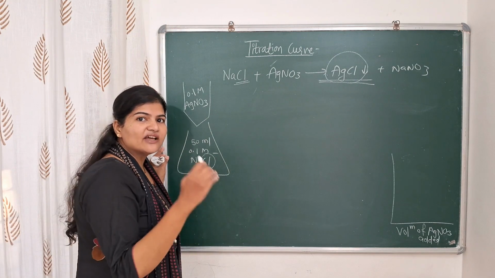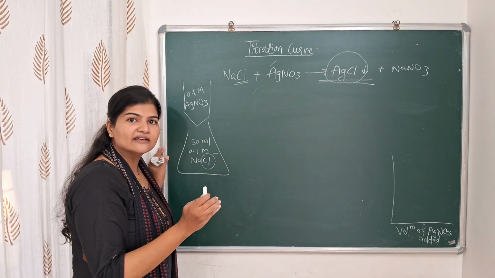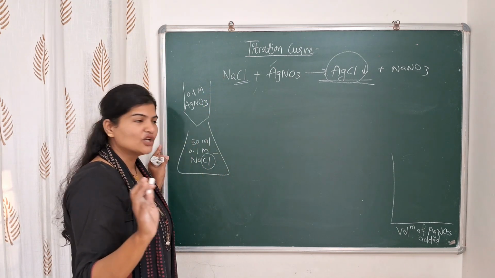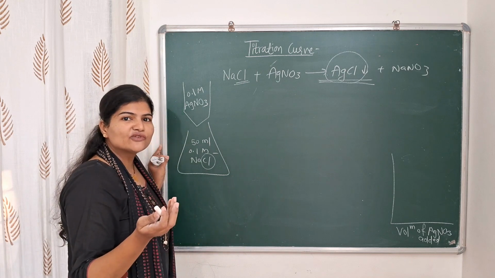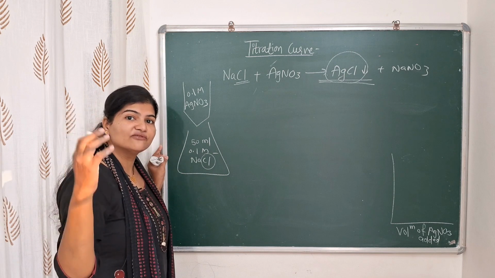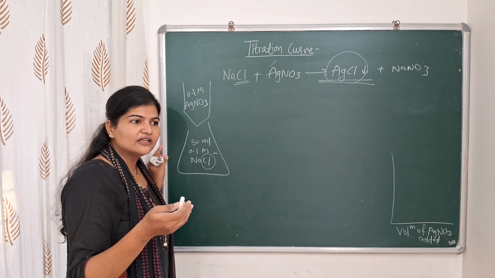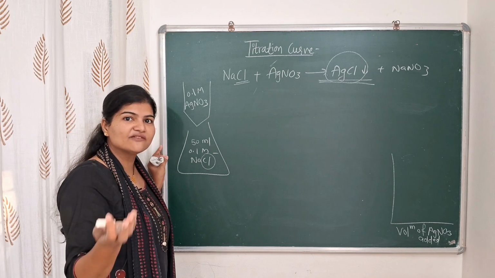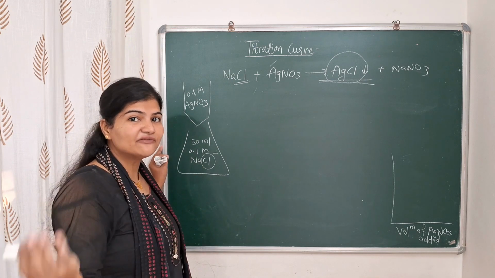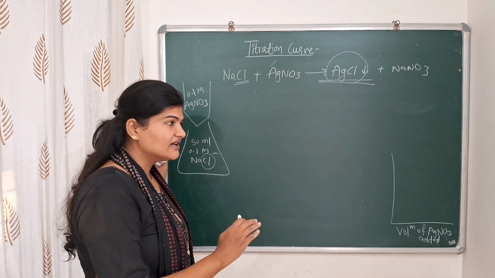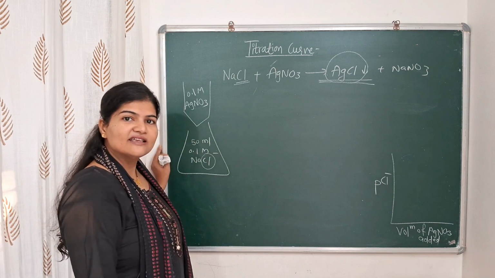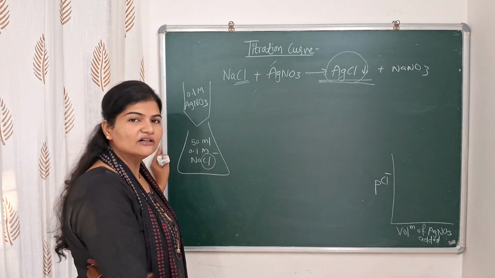Obviously, if I plot the concentration of chloride ions, I will get to know something regarding the course of titration. The concentration of chloride ions will have values like 10 raised to negative something, so it is better if I take pCl minus values, like we take pH for aqueous acid base. We don't plot H plus ion concentration, but we go for pH values. Similarly here we will go for p chloride ion. So pCl minus values we will plot on the y-axis.